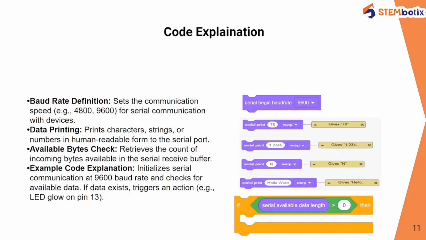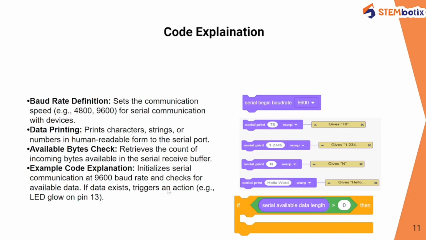Available bytes check: retrieving the count of incoming bytes available in the serial receiver buffer. Here we are using: if the serial available data length is greater than 0, it means whenever the length of the data is greater than 0 bytes, then the compiler goes through this function and activates some inner commands by using this serial monitor.